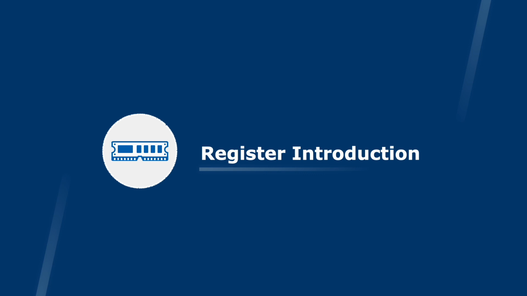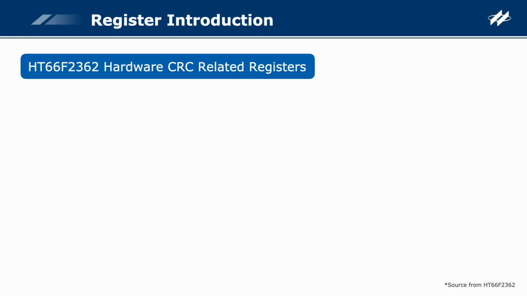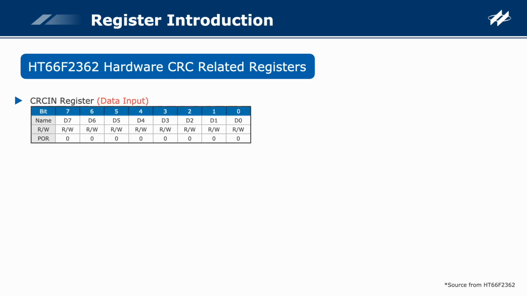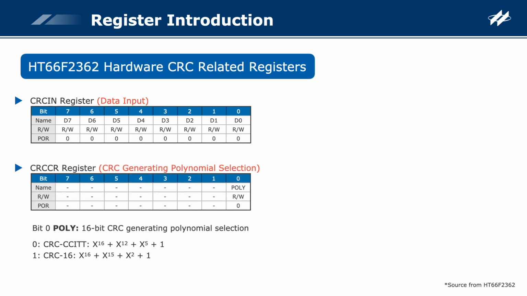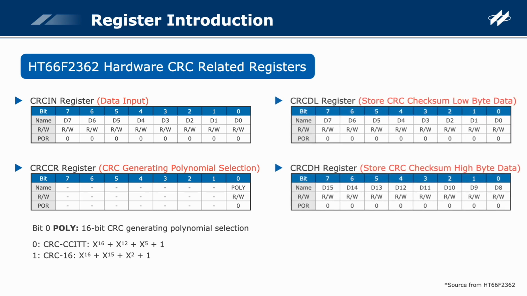Register Introduction. Take the HT66F2362 as an example. Let's first get to know the related registers. The CRCIN register is used to input new data. The CRCCR register is used to select which CRC generating polynomial. The CRCDL register is used to store the CRC checksum low byte data, and the CRCDH register is used to store the CRC checksum high byte data.